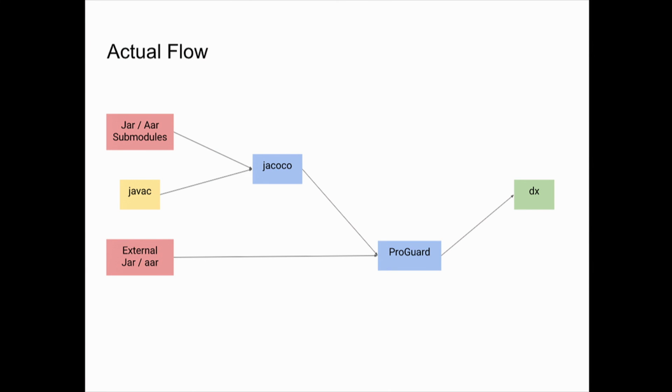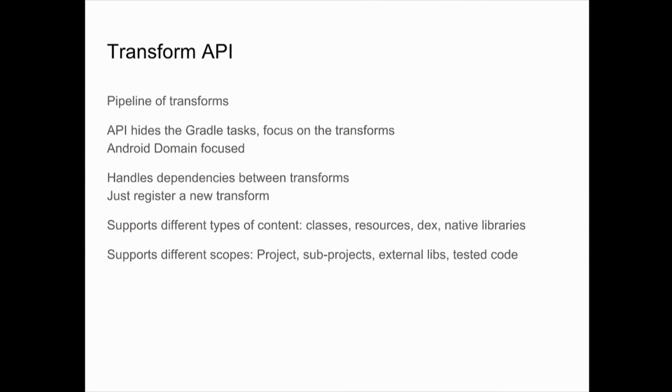So we kind of created an API for that. We call that the Transform API. It's basically a pipeline of transforms. What we did is we completely abstract all the Gradle part. It's somewhat Android domain specific. We just ask the user to provide us with a transform, and the transform tells us what they want to transform. So we support class files, we support resources, dex, native libraries. So you can just say as a transform, hey, I'm transforming class files.